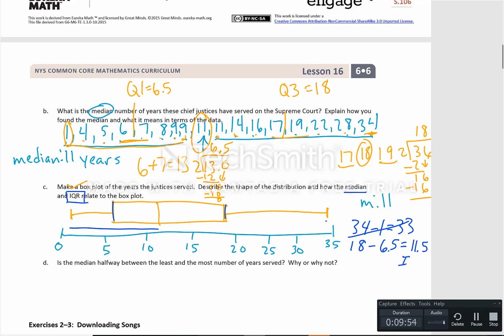IQR. But my question is, how does those two relate to my box plot. So my IQR says about half of the Chief Justice had terms in the 11.5 interval from 6.5 to 18 years. So half of my Chief Justices are in this area.